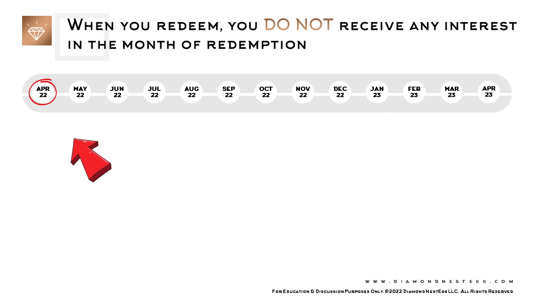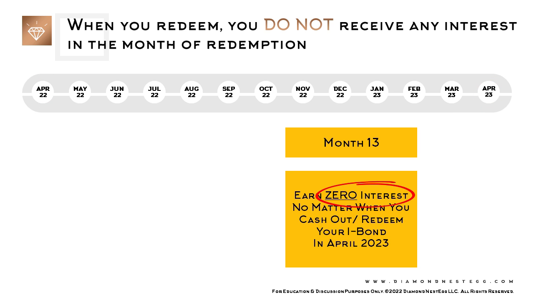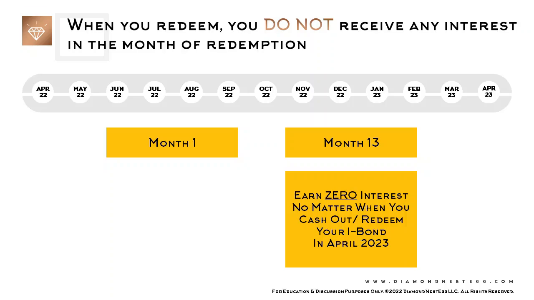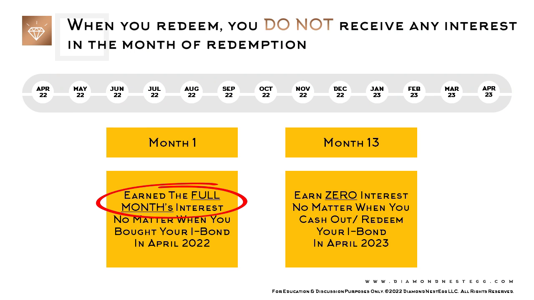Let's go back to the real world now, where the minimum holding period for I-bonds is 12 months. If you bought in April 2022 and you're planning to cash out in April 2023, in month 13, you will earn 0 interest in April 2023, no matter when you cash out, when you redeem during that month. Because the government's taking back that free lunch they gave you here in month 1, when you earn the full month's interest, no matter when you bought your I-bond in April 2022.